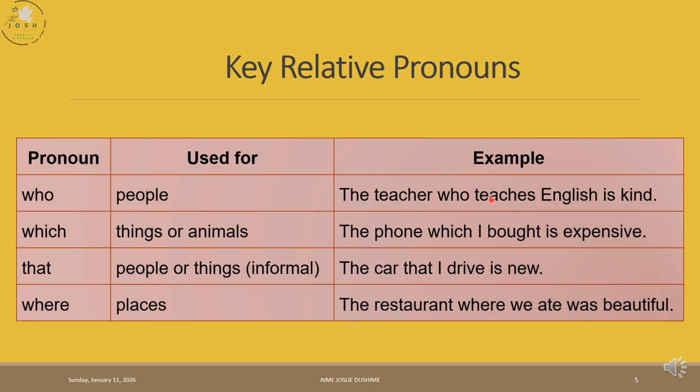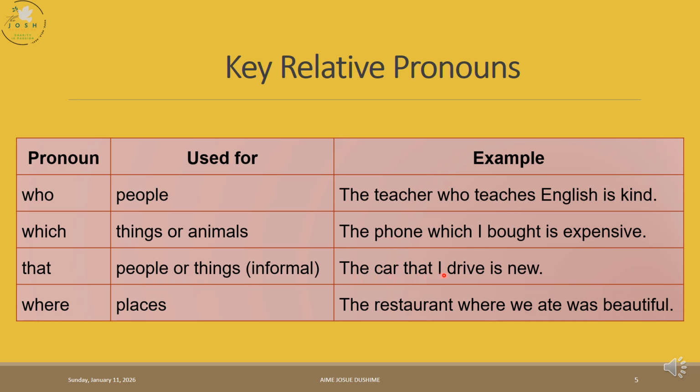Example, the teacher who teaches English is kind. This who is talking about what? The teacher. Then, what teacher? The one who teaches English. Then what should we know about that teacher? Is kind. The phone which I bought is expensive. This which is talking about the phone.